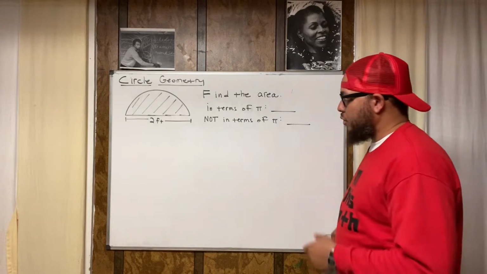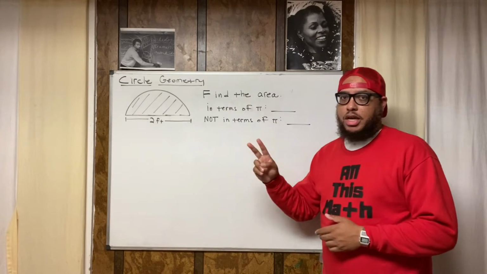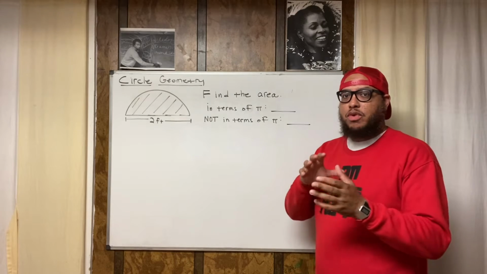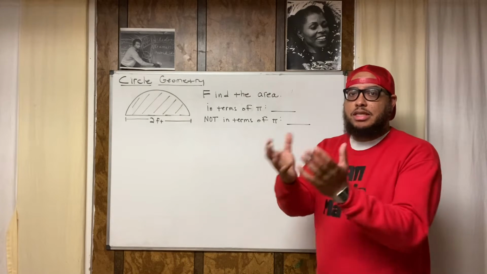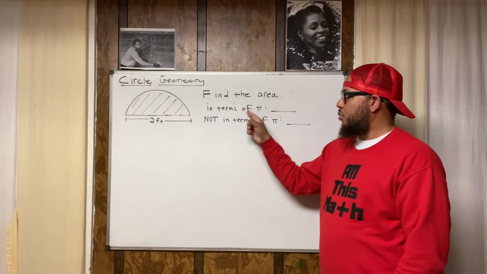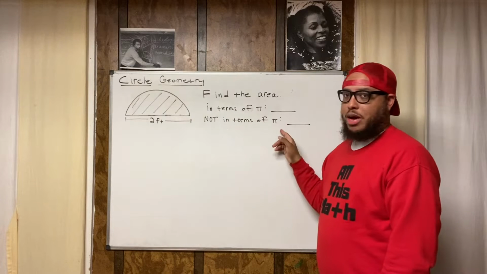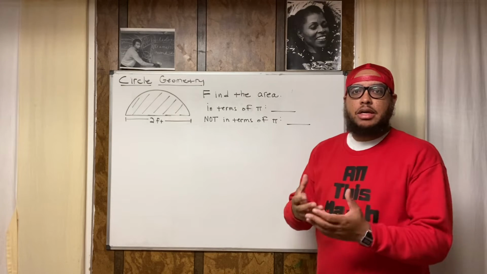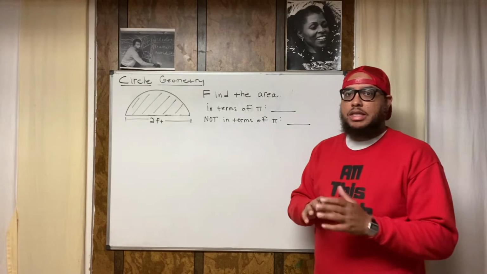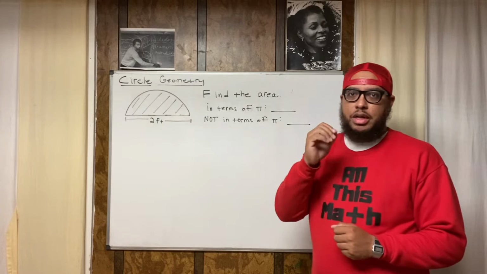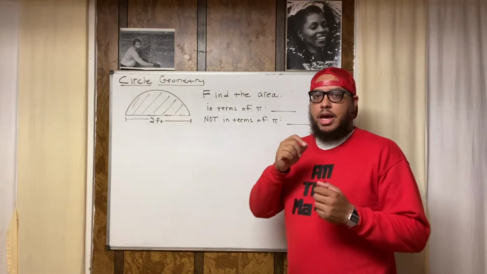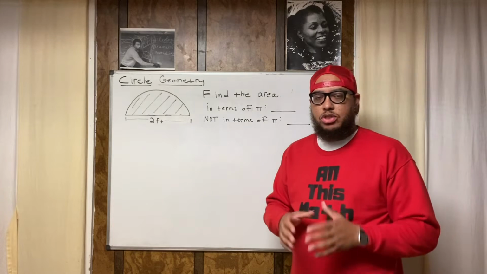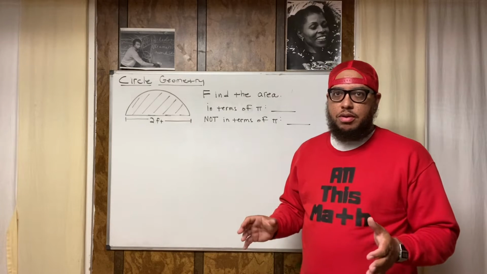Now, another thing you want to keep in mind is that we want to find two different answers. The answers represent the same value, but they're presented differently: in terms of pi and not in terms of pi. Typically, most of the time, we give an answer that's not in terms of pi, meaning we take the Greek letter pi and convert it to an estimate, which is 3.14. So we just use the number 3.14.